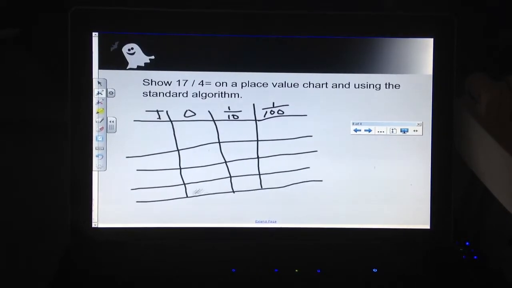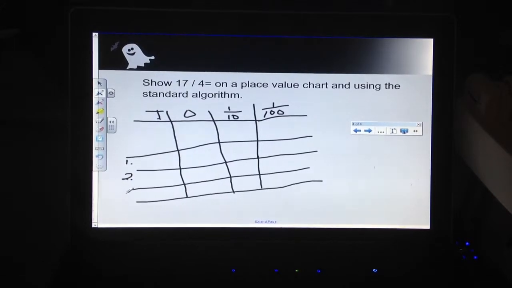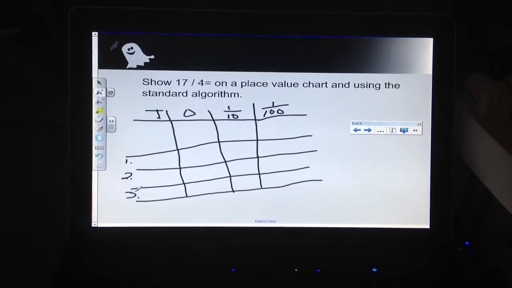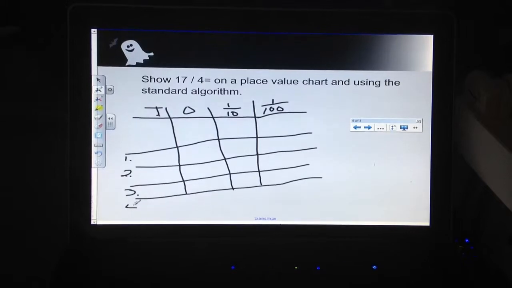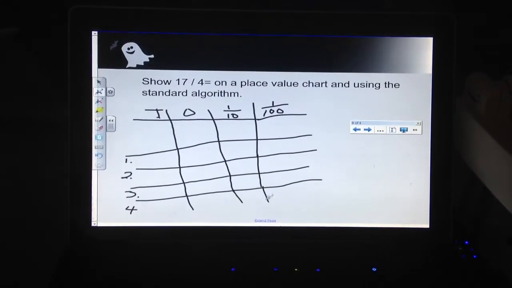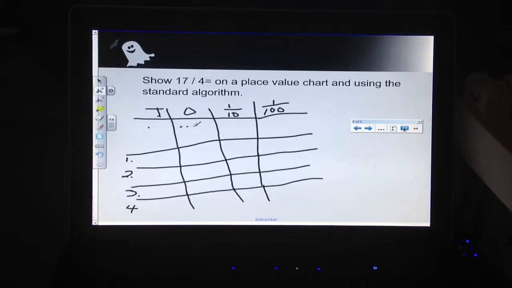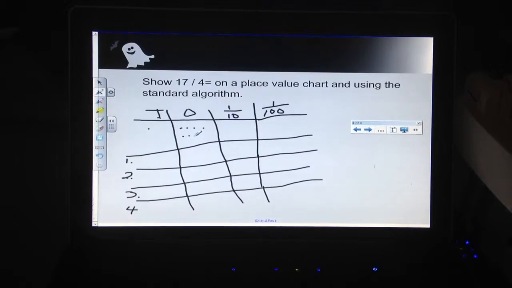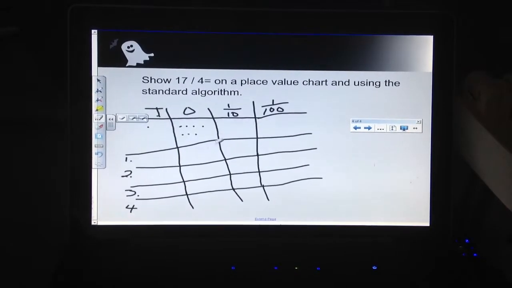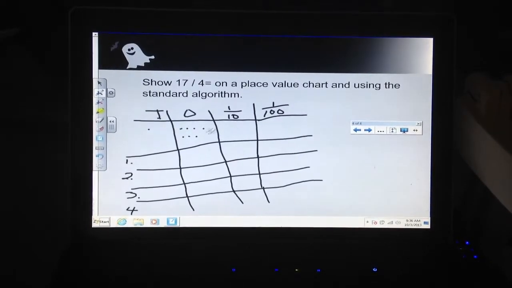And again, I usually tell the kids to number this, and that way it makes a little more sense for them visually. So there's 4 groups there, and they can see that there's actually 4. So I have 1 tenth, I have 7 ones. Whoop, I got carried away there. Okay, I have 7 ones, and then I have no tenths right now.